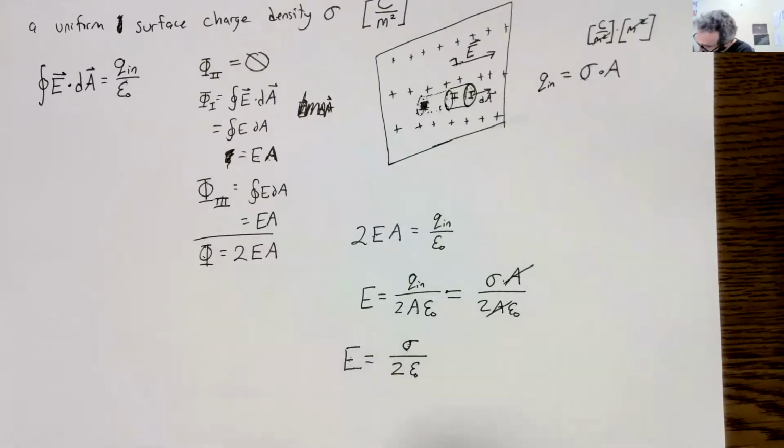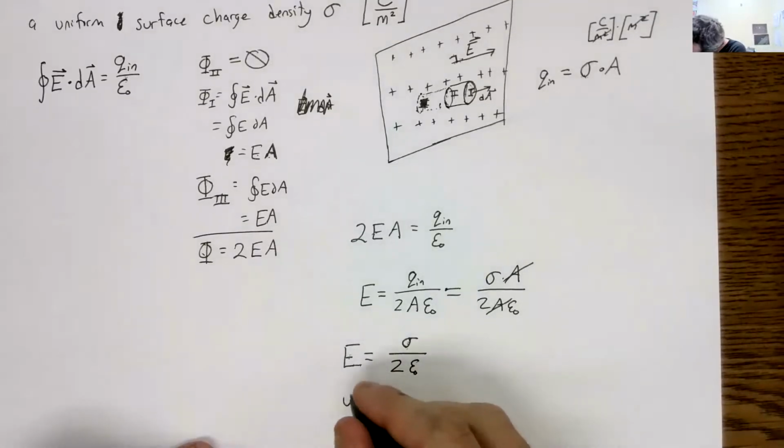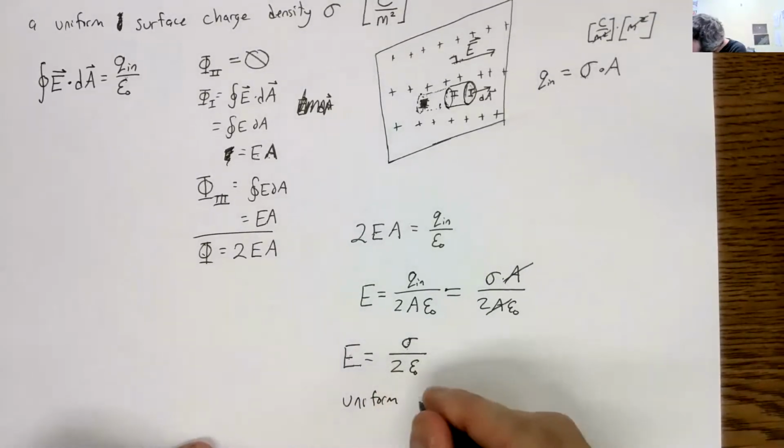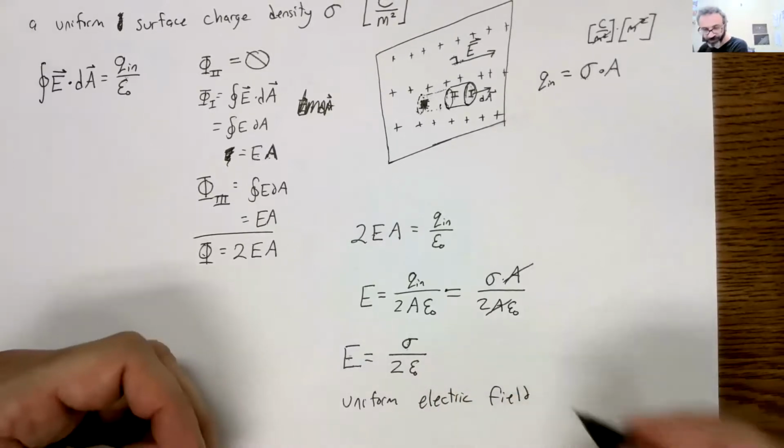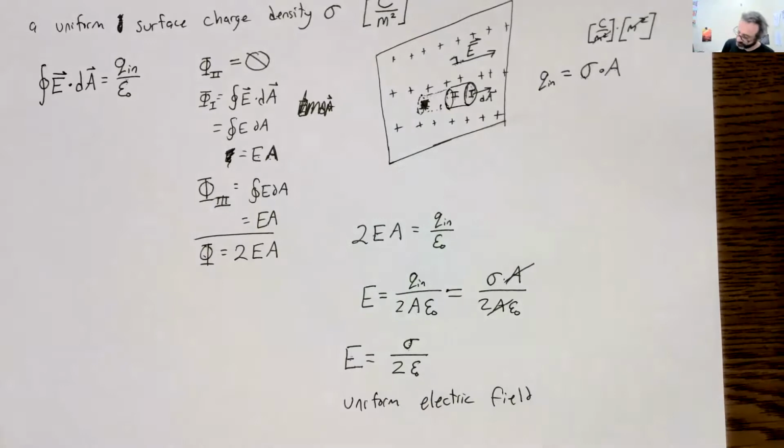So what we have here is a uniform electric field, because it doesn't change with respect to distance. It's a constant value. We've worked with uniform electric fields a little bit already. We've solved some problems involving them, but we haven't seen until this point how we make them or where they come from. But you can make a uniform electric field if you have an infinite plane of charge.